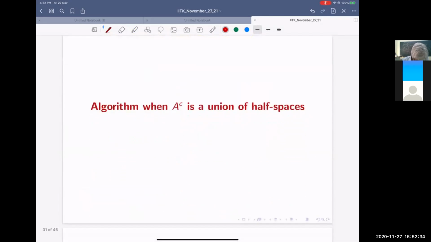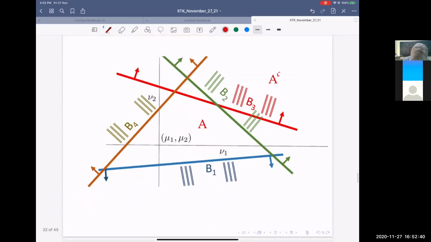Okay, so the algorithm when A complement is a union of half spaces. Let me go a little quickly because I want to talk about heavy tails a little bit. So now, it's the lower bound right now. I want to figure out how to get the lower bound in this setting, how to calculate the min-max problem.